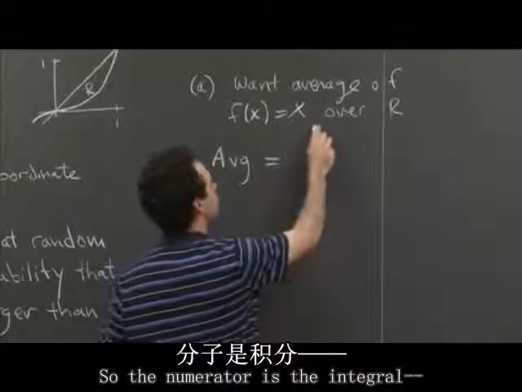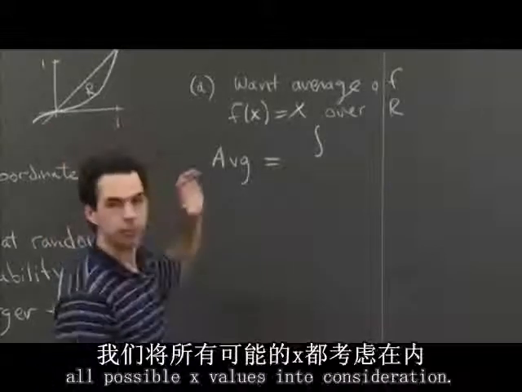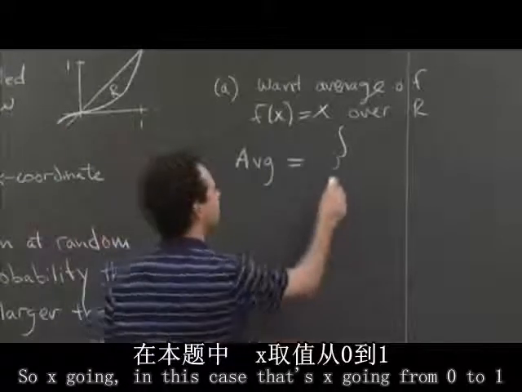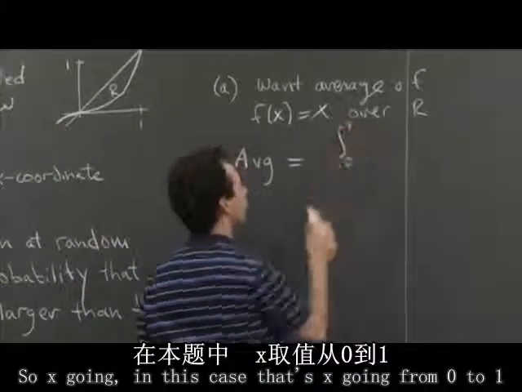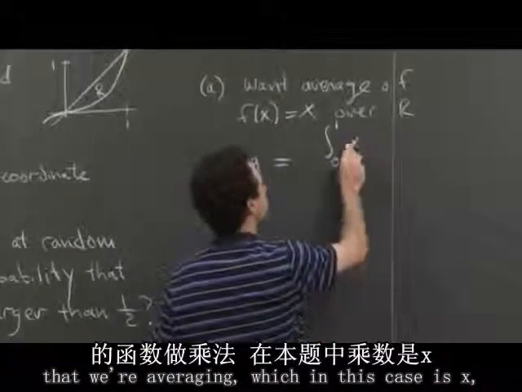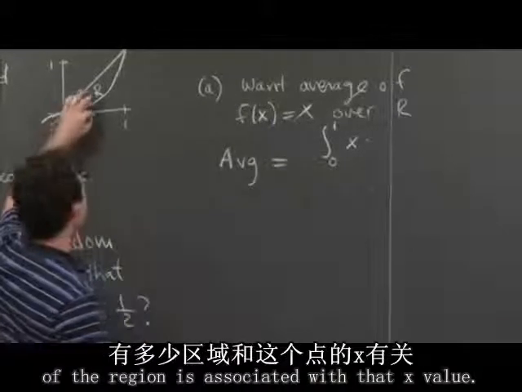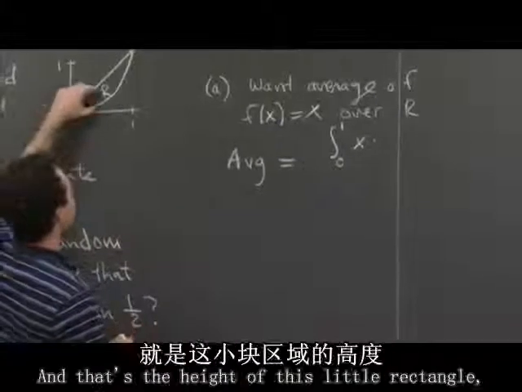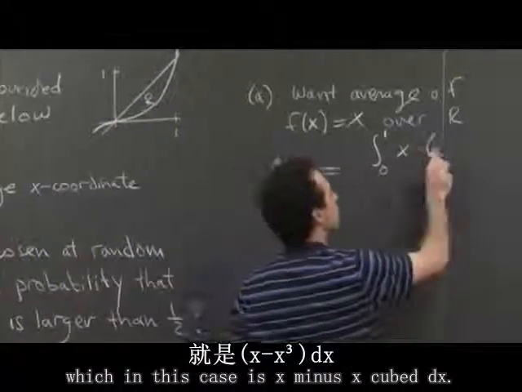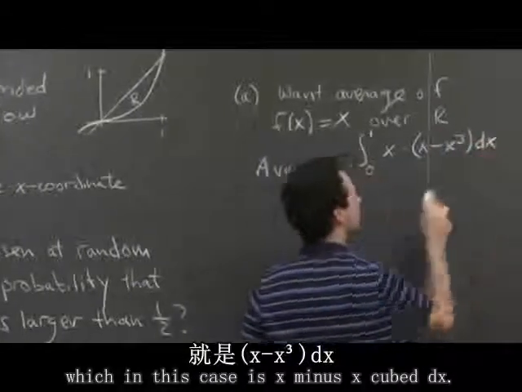So the numerator is the integral, and we have to take all possible x values into consideration. So that's x going from 0 to 1. And now we want to multiply the function that we're averaging, which in this case is x, by the appropriate weight function. And the weight function is how much of the region is associated with that x value. And that's the height of this little rectangle, which in this case is x minus x cubed dx.